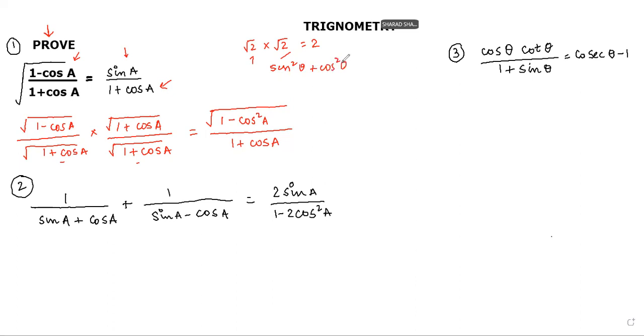I hope you remember from my last video, a very important formula, sine square theta plus cos square theta is equal to 1. And here I am going to replace 1 minus cos square theta. If I take this here, it becomes 1 minus cos square theta. And what is this equal to? Sine square theta. And this remains 1 plus cos A. And the last step is, okay, so this is not theta, but this is A. What is square root of sine square A? Is sine A upon 1 plus cos A, and this is equal to the right hand side.